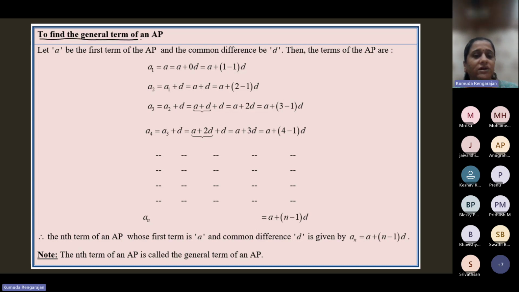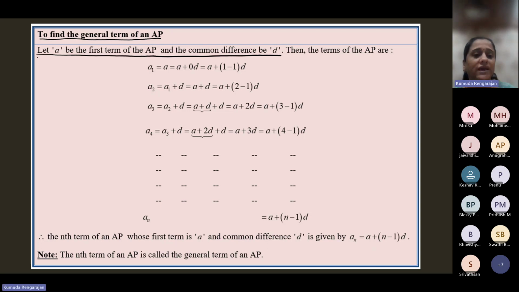To find the general term of an AP, let A be the first term of the AP and the common difference be D. The common difference is the difference between any term and its preceding term. It is always a term minus its preceding term, like third term minus second term, or 10th term minus 9th term, not 9th term minus 10th term. 50th term minus 49th term. Second term minus first term. That is the common difference, not first term minus second term.